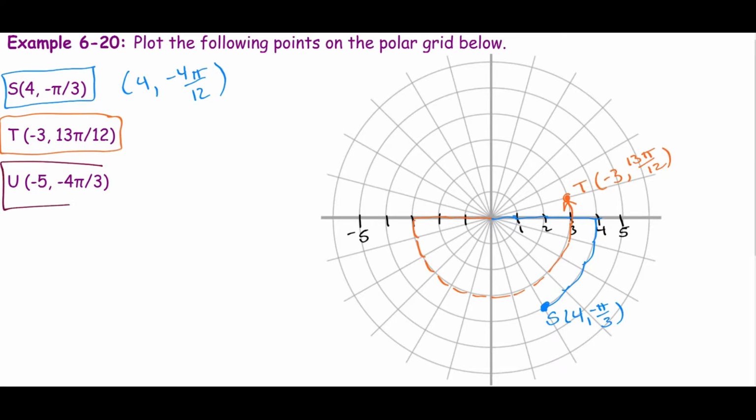And then lastly, I have U, which is negative 5, negative 4 pi over 3, so we're going to come out to negative 5, and then we're going to rotate. Let's rewrite this. So this is negative 5, negative 16 pi over 12. So we're going to come out to negative 5, and then we're going to rotate 16 units. 1, 2, 3, 4, 5, 6, 7, 8, 9, 10, 11, 12, 13, 14, 15, 16. So I'll end up here, and this is U, which is negative 5, negative 4 pi over 3.